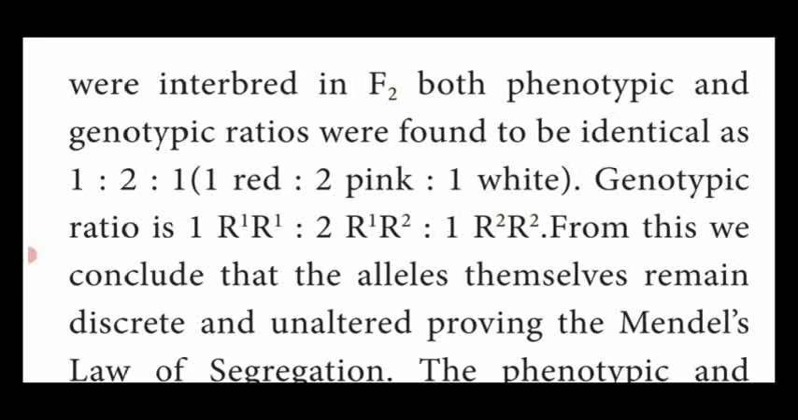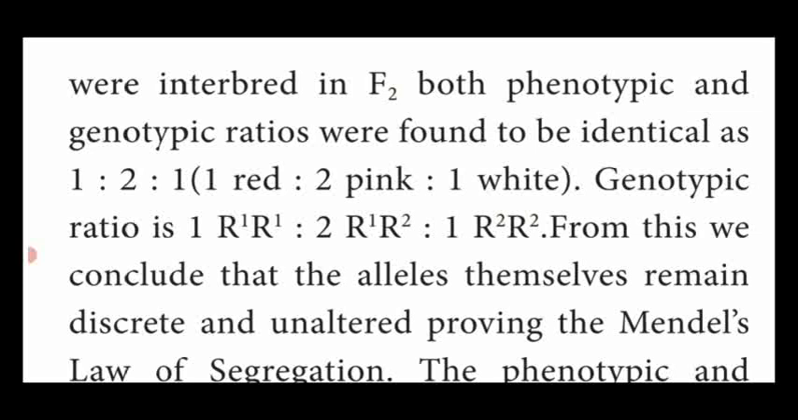which is denoted as 1:2:1, the ratio of incomplete dominance. This is an important 1 mark question. What is the incomplete dominance ratio? 1:2:1. One red color dominant, one white color recessive, and two pink color intermediate stage. That is the phenotypic ratio.